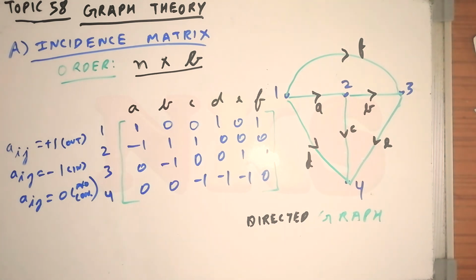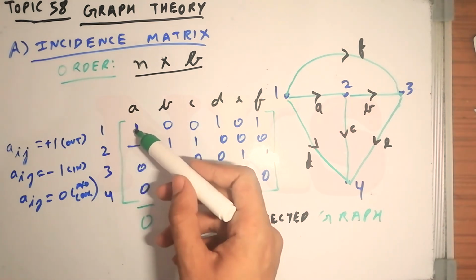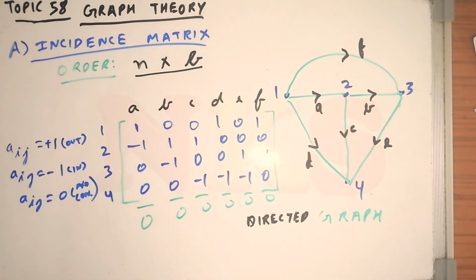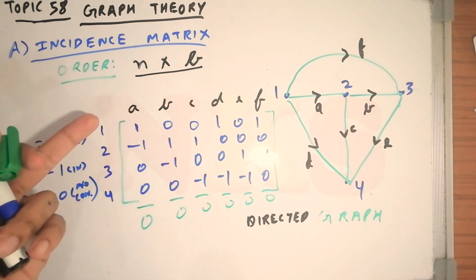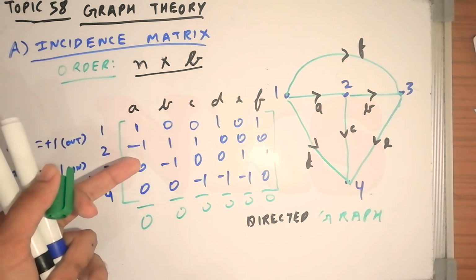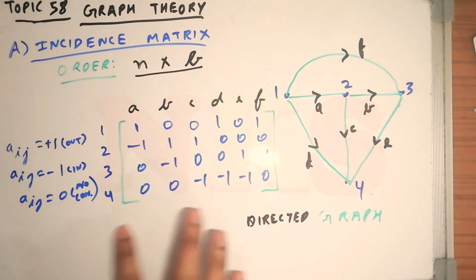Now one thing you can observe is that the sum of all the elements of each column, that is 1 minus 1, will be 0. Similarly 0 0 0 0. So what it means is that a branch, A B C D E F, always enters some node and always leaves some node. That is, branch A is entering the first node and leaving the second node. So that is why the sum of all the elements of each column is 0. That is a kind of check, and some twisted questions can be asked on this thing.